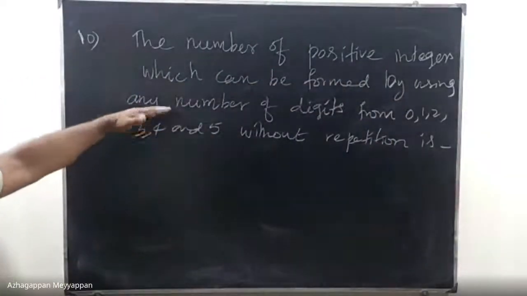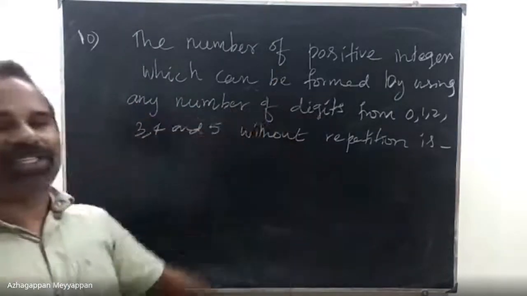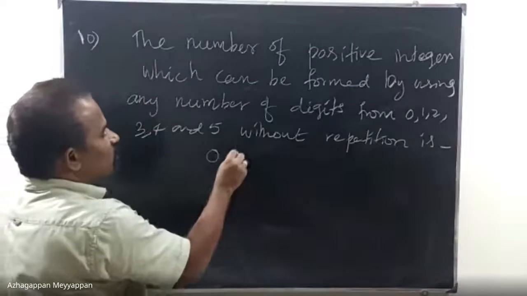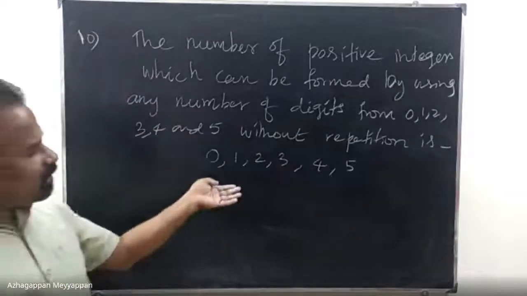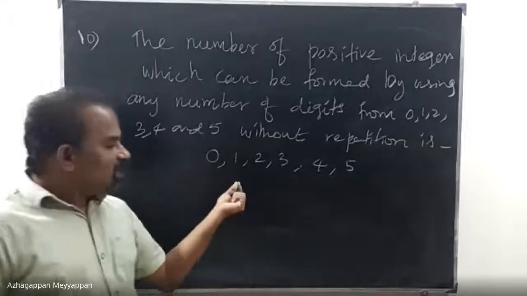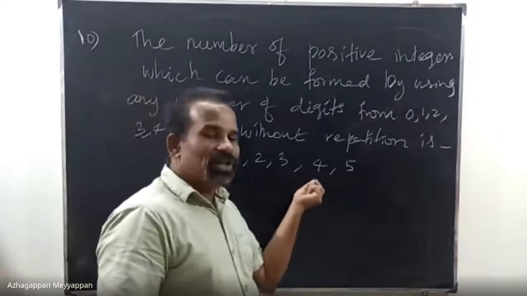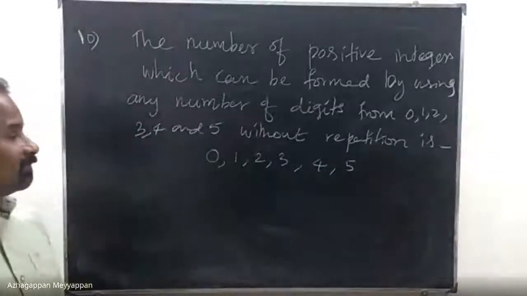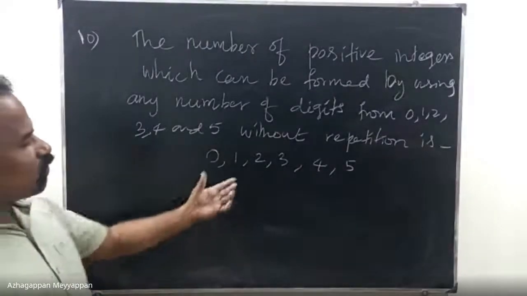The number of positive integers which can be formed by using any number of digits. So we have how many digits? 0, 1, 2, 3, 4, 5. We can make single digit integers, 2 digit integers, 3 digit integers, 4 digit, 5 digit, and 6 digit integers also out of these 6 numbers. So we have to calculate one by one.